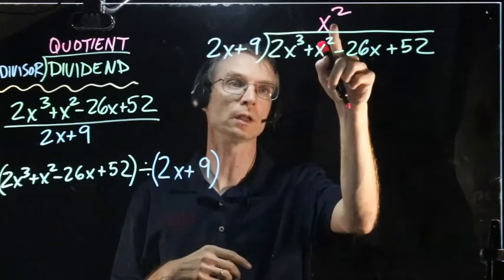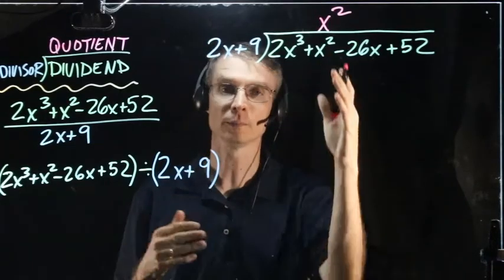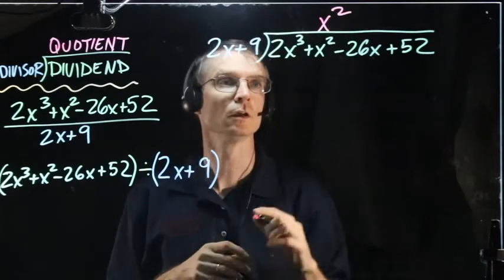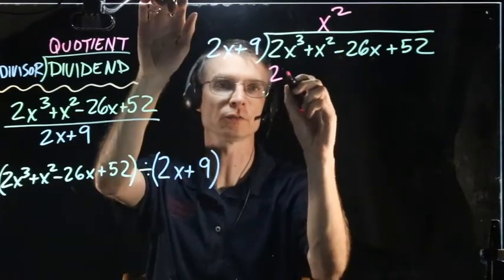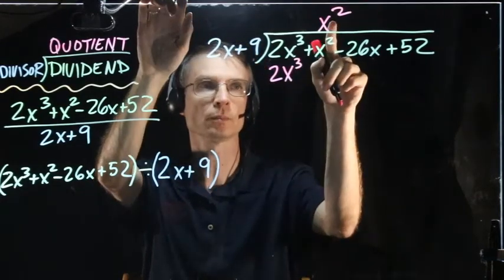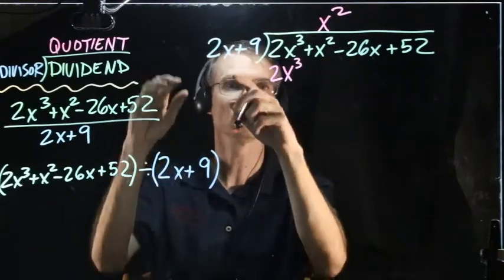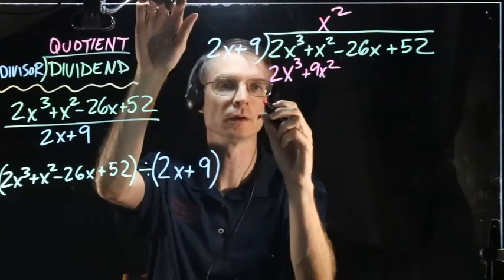Now, notice we lined up this x squared term with this x squared term, okay? Make sure you line up your terms. It makes it much easier to keep track of things. So I have x squared times 2x, and I'm going to write the answer down here, 2x cubed. But then I also have to multiply x squared times the other term in the linear expression. So that'll give me 9x squared.